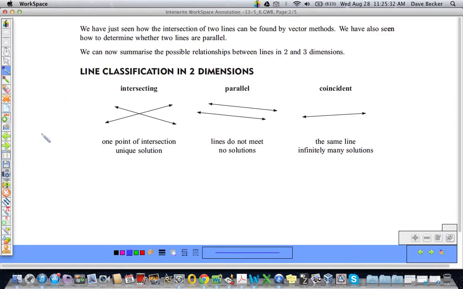Okay. Relationships between lines. In 2 dimensions, lines are either intersecting, like here, parallel, or coincident, which means they're the same line. These are 2 lines, one on top of the other. Okay. Here, if the equations of these lines have one solution, that's that intersection point right there. There are no solutions to these 2 equations. And here there are infinitely many solutions because the lines are the same. They're on top of one another.